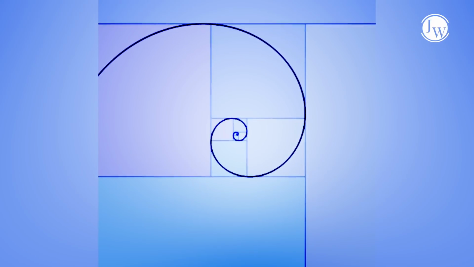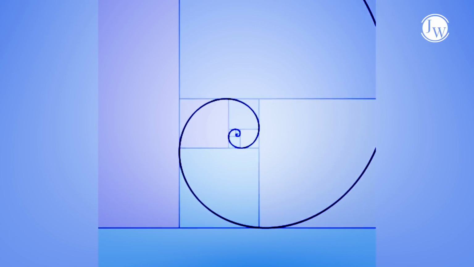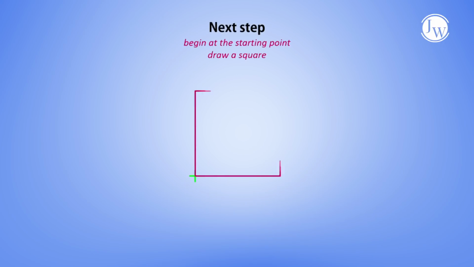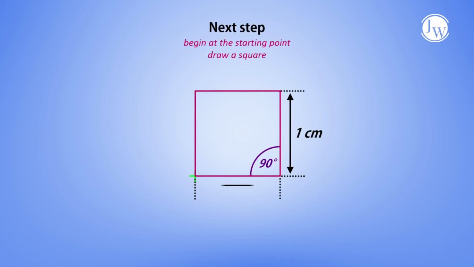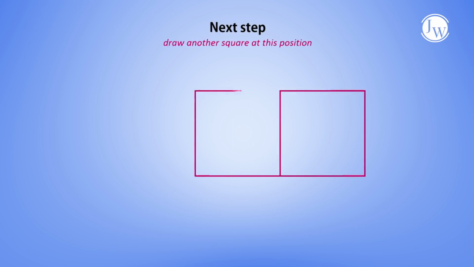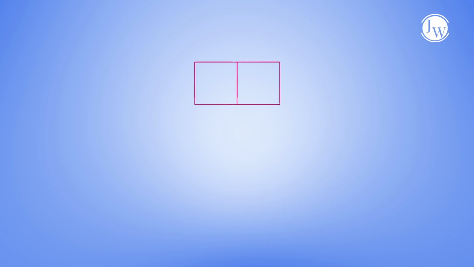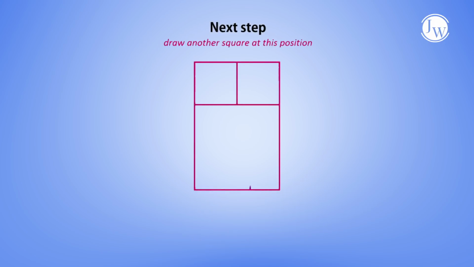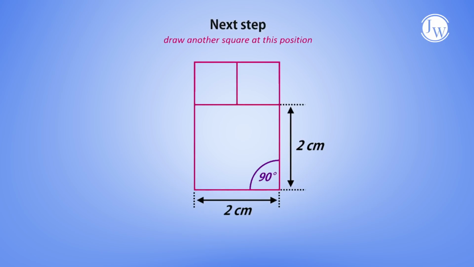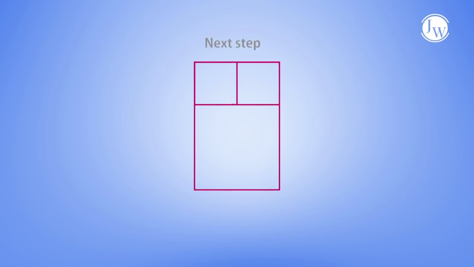To analyze patterns, we will first make squares with sides equal to Fibonacci numbers. Hence, we get the first square of side 1 unit, second of side 1 unit, third of side 2 units, fourth of side 3 units and so on. Now we put the first and second squares adjacent to each other. It becomes a rectangle with a length of 2 units and a breadth of 1 unit.